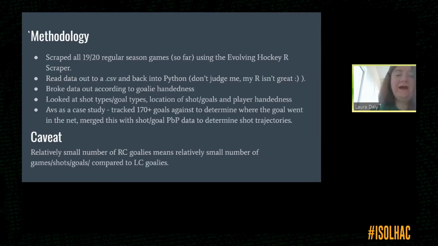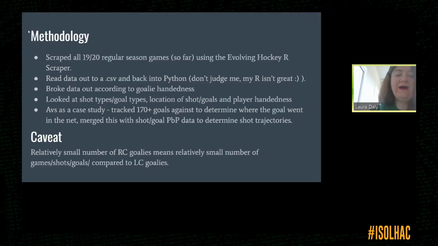I then started breaking out and analysing the data according to goalie handedness, player handedness, shot type, shot location, etc., to see if anything statistically stood out. One thing I did notice was that the Avs were an interesting case study. Their two main goalies, Grubauer and Francouz, had a relatively similar number of games. And unlike most goalies, Grubauer catches left, while Francouz catches right.